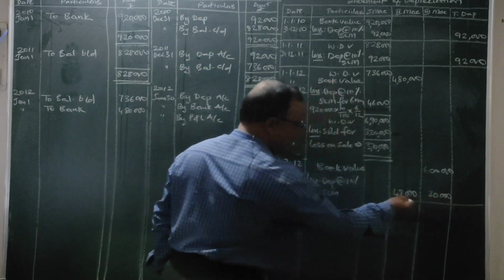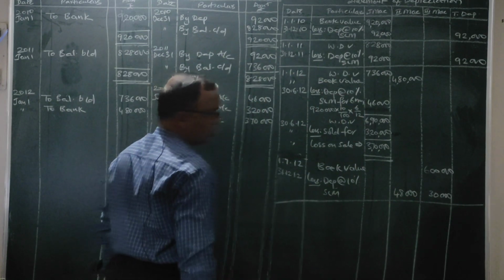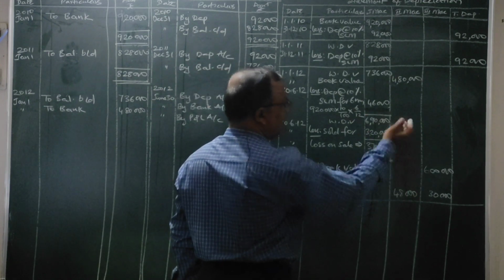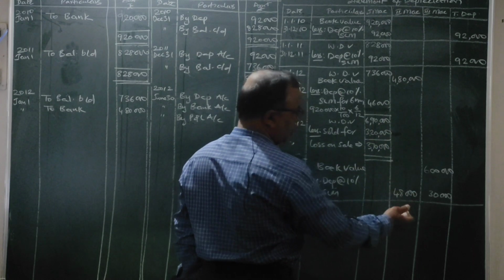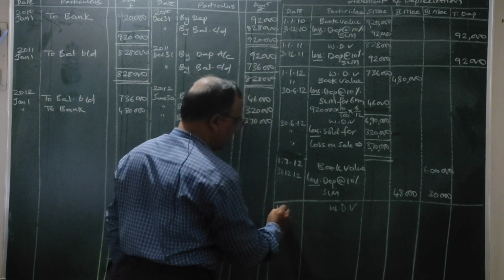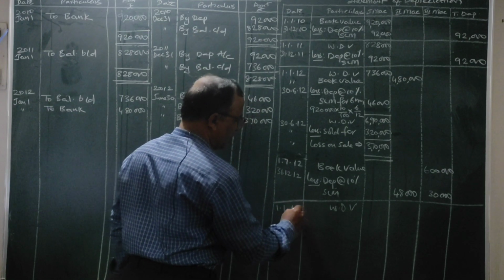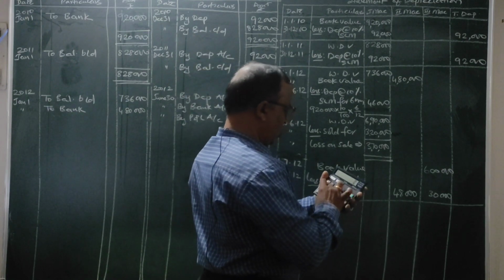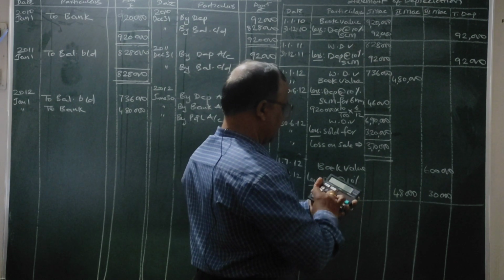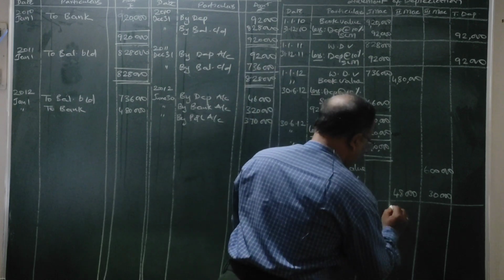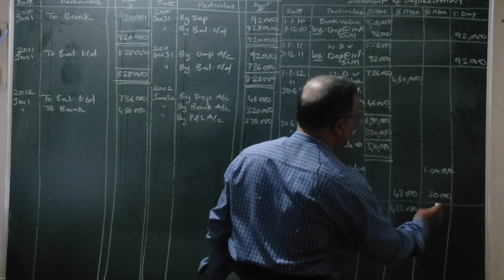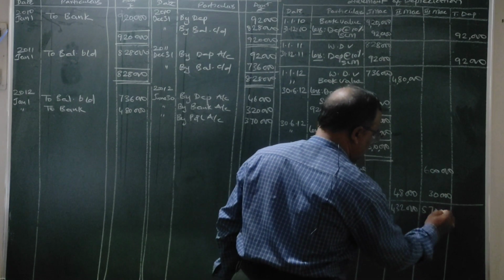So the year is completed. Draw one horizontal line like this so that you can understand. This is totally completed. Now come to this particular machine. 4,80,000 minus 48,000 gives you the WDV on 1st January 2013. How much will it be? 4,80,000 minus 48,000 is 4,32,000. Come to this one, 6 lakhs minus 30,000, 5,70,000.